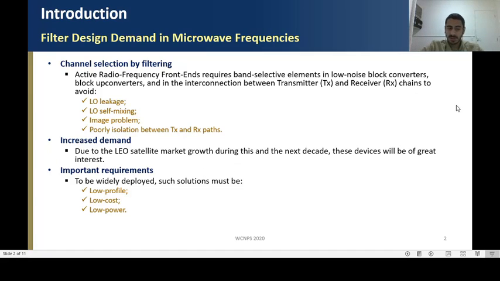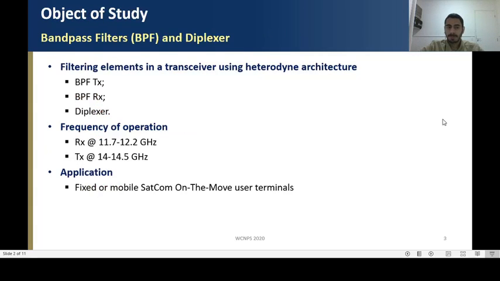To be widely deployed, these devices must be low profile, low cost, and low power. The objective studied in this paper is the design of two bandpass filters, one for the receiver, operating from 11.7 to 12.2 GHz, and one for the transmitter, operating from 14 to 14.5 GHz. Additionally, a diplexer is also proposed to be used in a transceiver heterodyne architecture. The area of application is on mobile SATCOM-on-the-move user terminals.